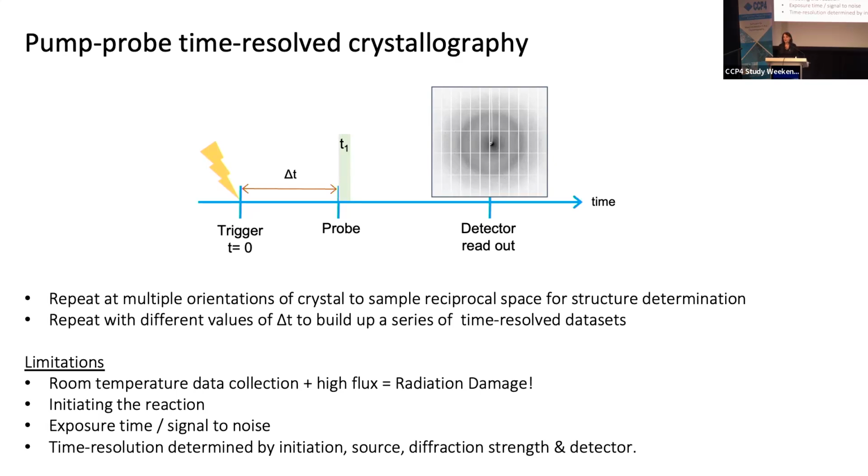Most biology isn't photoactivated. We can create photo cages to help us initiate reactions that way, but initiating the reactions is often a limitation. And also the exposure time. How long do we have to collect data in order to get a reasonable signal to noise in our diffraction images? That in turn limits the time resolution of the experiments based on the source that we're using. So our time resolution in these experiments is determined by our initiation, the X-ray source that we're using, the diffraction strengths of our crystal, and occasionally the detector that we're using.